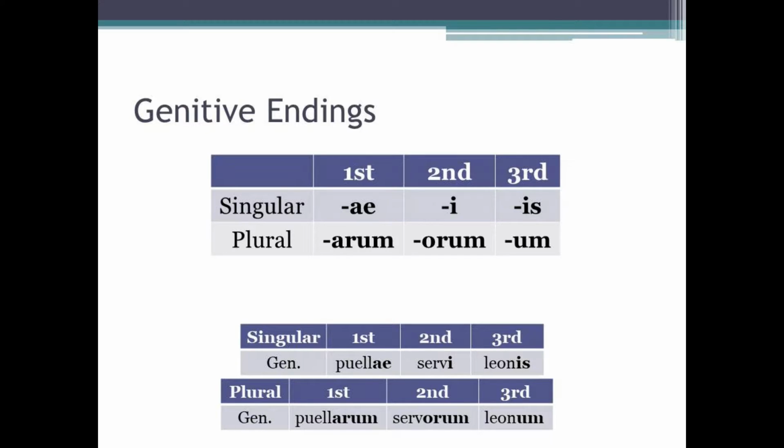So if we use the examples of the noun puella in the first declension, it would be puellae in the genitive singular and puellarum in the plural. In the second declension, servus would be servi in the genitive singular and servorum in the genitive plural. And finally, leo would be leonis in the singular form and leonum in the plural form.